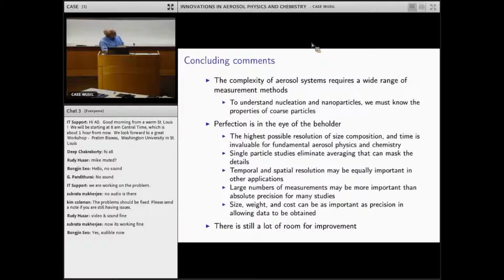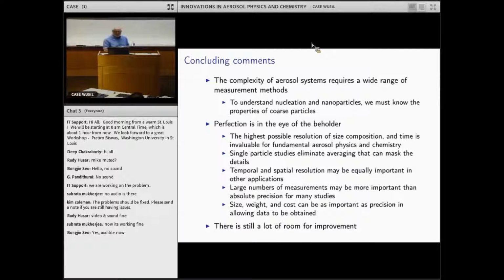To look at the fundamentals, we need single particle experiments that actually probe what's happening in a single particle. That eliminates the variability from dispersion in particle size and particle composition. The time and space resolution in measurements may be equally important. Sometimes we'll need large numbers of measurements rather than the greatest possible precision. And if we look at the small UAVs that are being developed today, an ability to deploy instruments on those to go probe local sources.